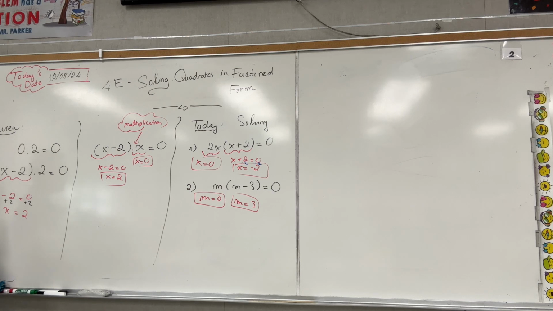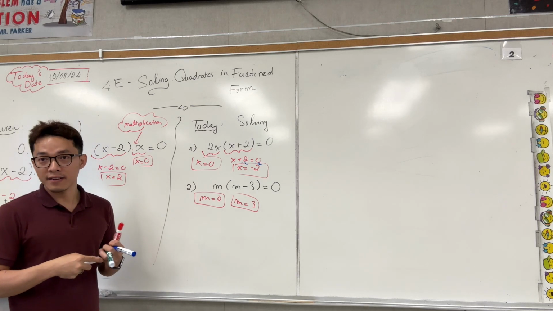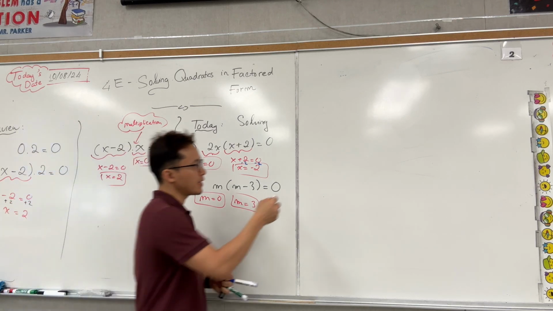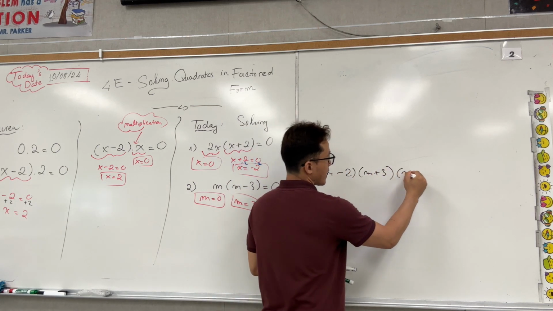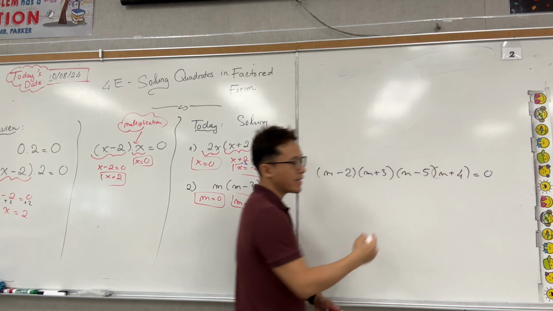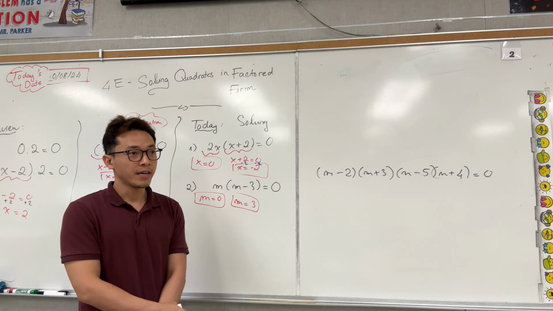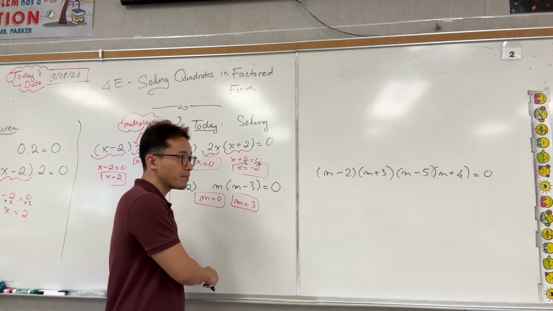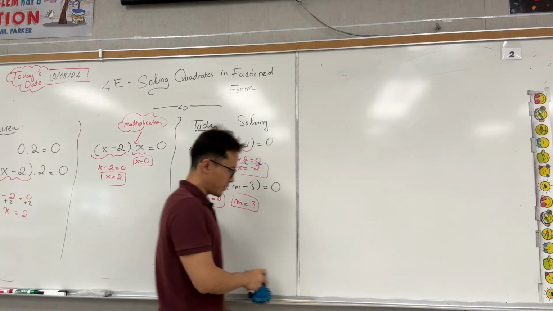Will that always take this long to answer? Good question. That gives you like 1 point. It depends on how many factors you have. If I give you something like m minus 3, m plus, m minus 5, m plus 4, how many answers will you have? 4, right? So it depends on the number of factors. So we're gonna solve this very fast. I'm gonna show you the trick.